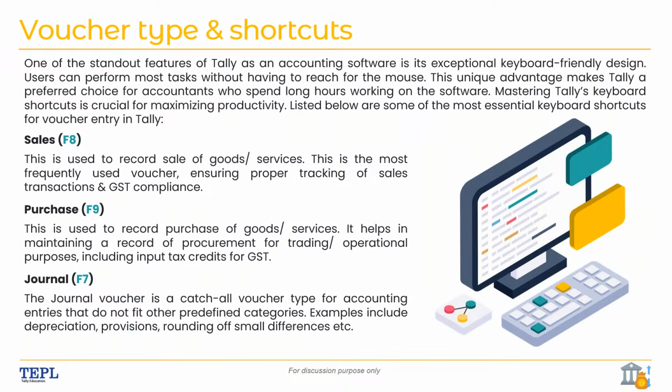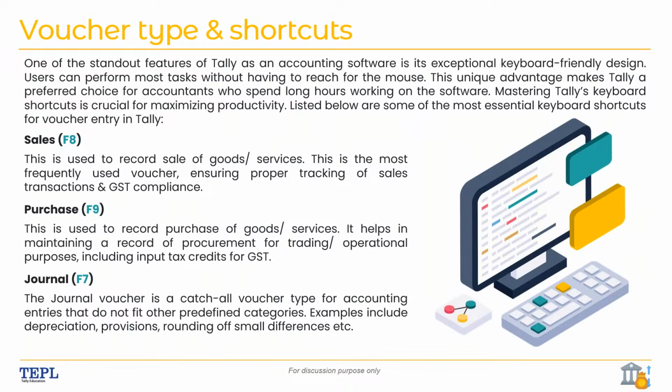Some of the voucher shortcuts that one should know as a student or as someone who uses Tally on a frequent basis are F8, F9, F7. Now, what are these three? As soon as you go to a particular voucher, you will be able to select the other voucher type by using these shortcuts. So as soon as I go to a voucher and press F8, sales voucher will open. If I press F9, purchase voucher will open. If I press F7, journals will open.